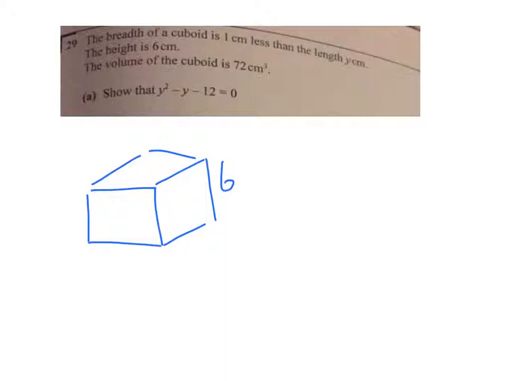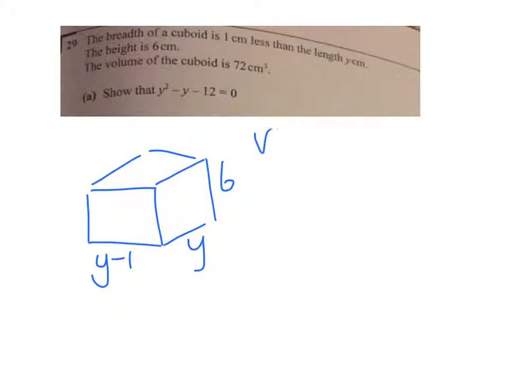I always like to start a question like this by drawing a diagram. So we have a cuboid. And what do we know about it? The height is 6 centimetres. We know that the breadth of the cuboid is 1 less than the length y. Well, the length is y and the breadth is 1 less, so that would be y minus 1.